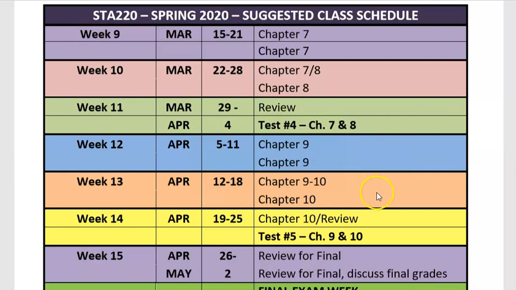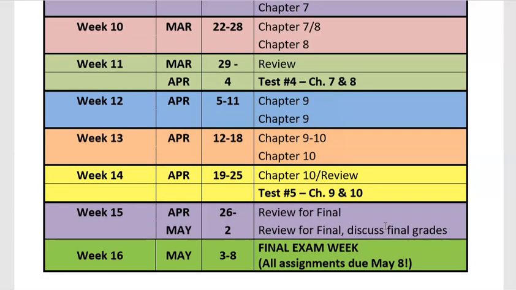Then you'll have week 13, you can do Chapter 9, week 14, you can do Chapter 10, and then you can take the test here in week 15. Week 16, you can be preparing for the final and then taking the final.